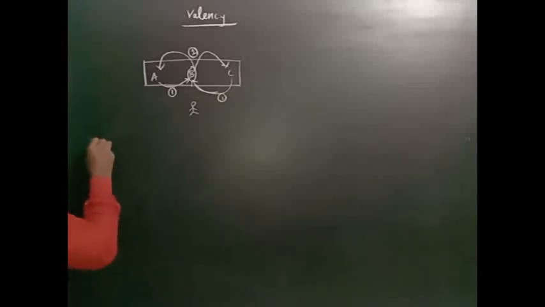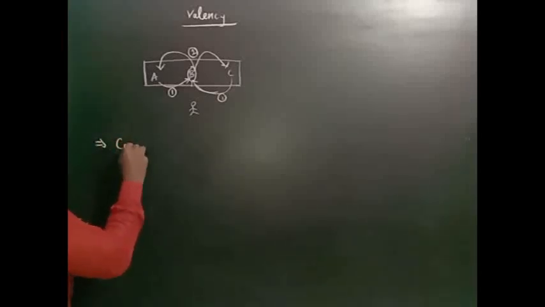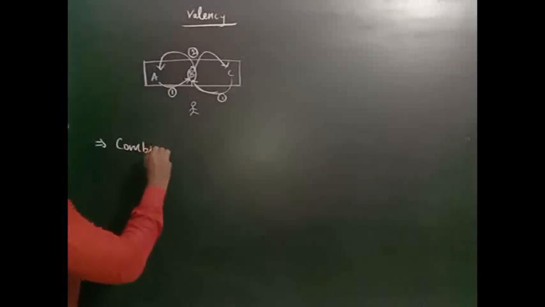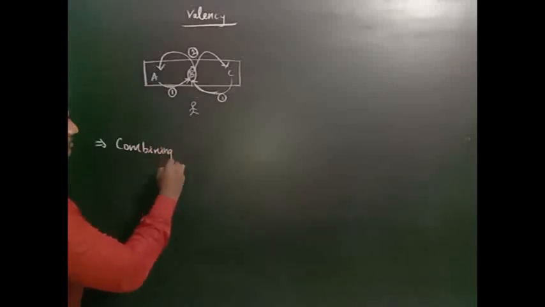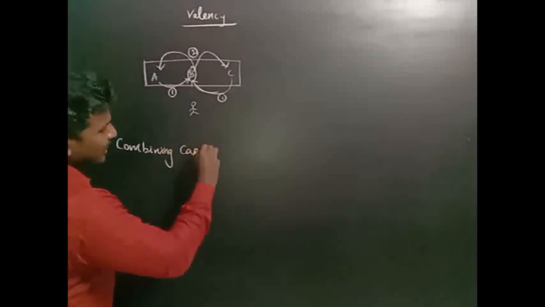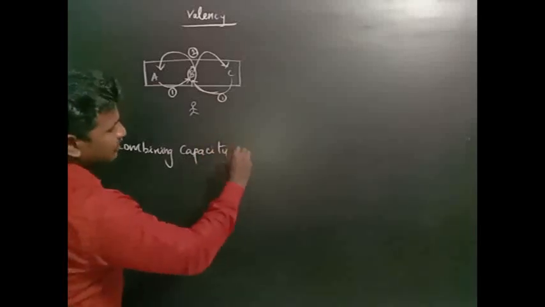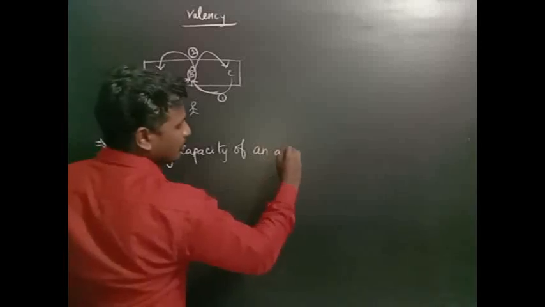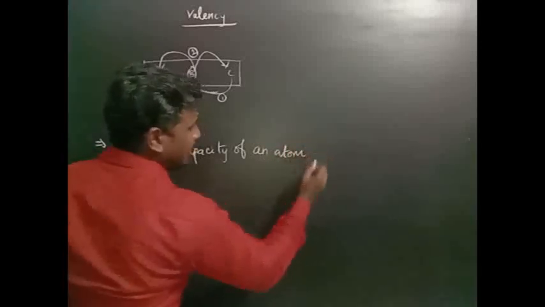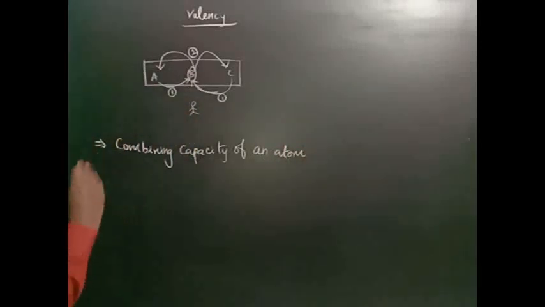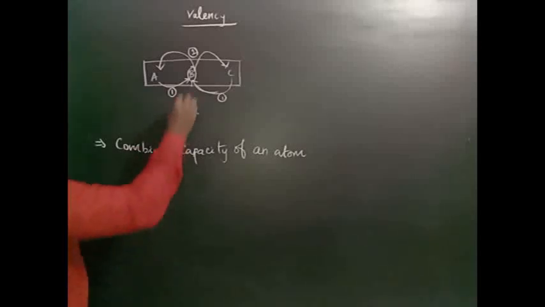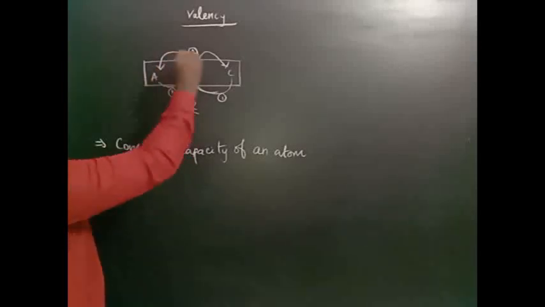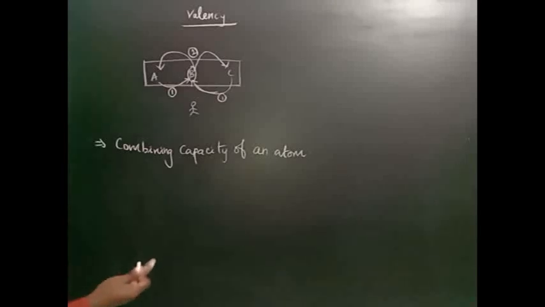Of course, what is valency? It is all about, we can say, just combining capacity. What is the combining capacity of an atom? The combining capacity of an atom is considered as valency. Here it means B can try to converse with these two people. While it is conversing with these two people, it feels somewhat comfortable, so at that time it gets neutral.